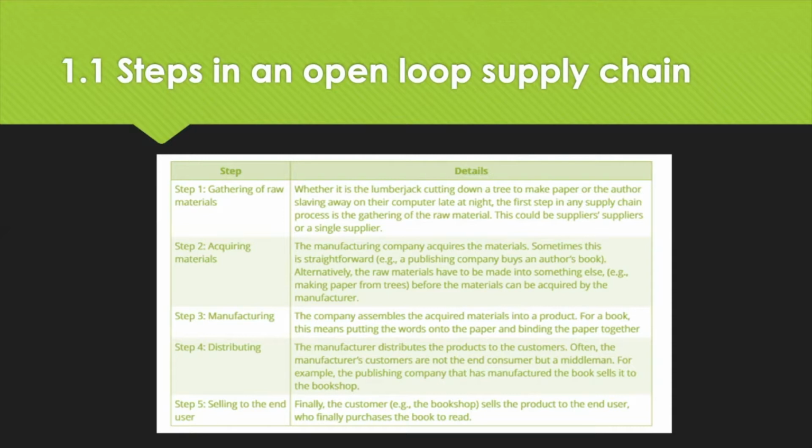Manufacturing comes third, after the materials have been acquired. The company now needs to assemble them into a product. And fourth, distributing. The next step is to move the products to the customer. Often the manufacturer's customers are not the end customer, but some middleman. So it could be selling to a retail outlet, and then finally selling to the end user. The customer, in this case the retail store, can sell the product to that end user, and this occurs when you finally purchase the final product.